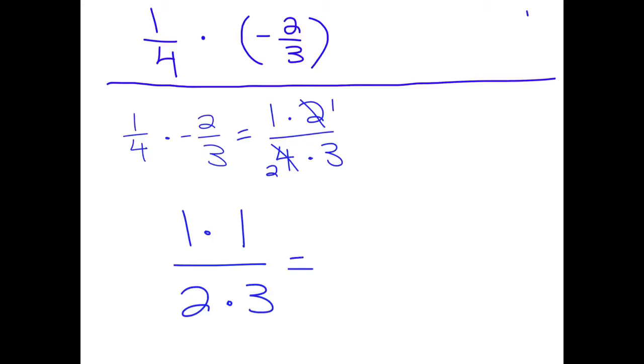So 1 times 1 is 1 over 2 times 3, which is 6. And since we can't simplify it, that is our answer.